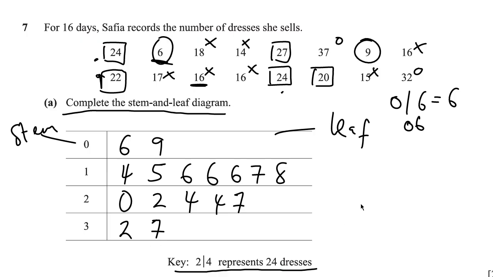After preparing, this is the answer to question A. We successfully completed the stem and leaf diagram. After completing this, ensure that the number of the leaves is equal to the number of elements in the data set, in this case 16 days. So we have 1, 2, 3, 4, 5, 6, 7, 8, 9, 10, 11, 12, 13, 14, 15, 16. You see it corresponds with the number of elements in the data set. And this is the completion.